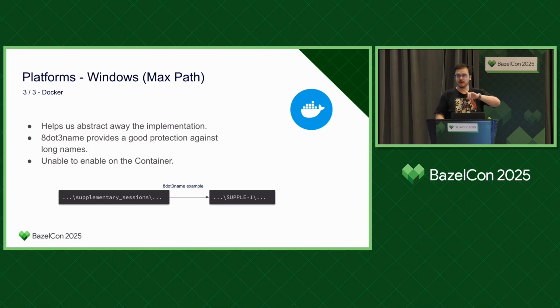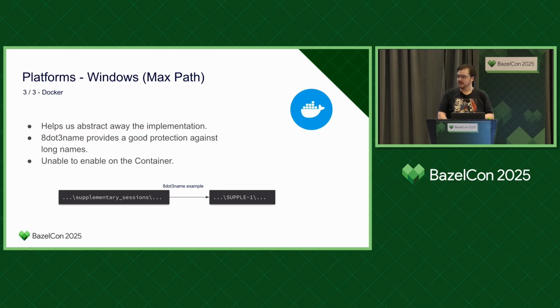And for those who aren't aware, 8.3 name support is basically where Windows can take a long part of a path, shorten it down using this tilde syntax. And then when you use that, Windows will be able to figure out you meant supplementary sessions. We were just not able to enable this on containers. We tried in the Docker file, we tried while it was running, we tried prepending the command that we were going to run to be able to do this, and it just didn't work.